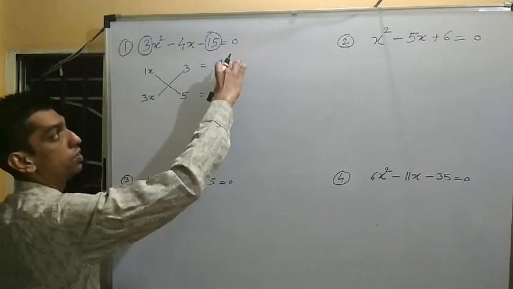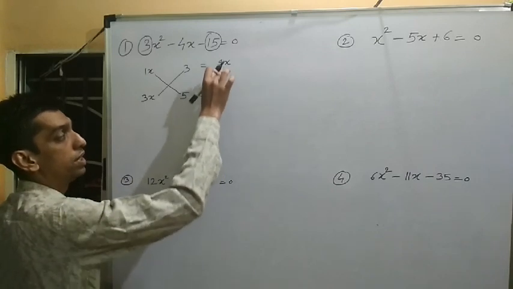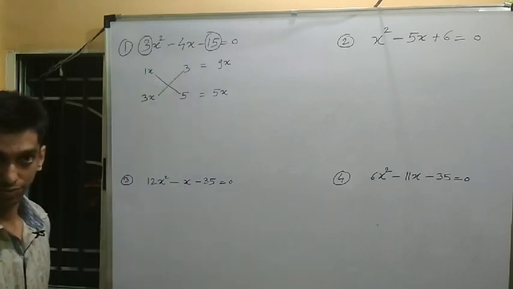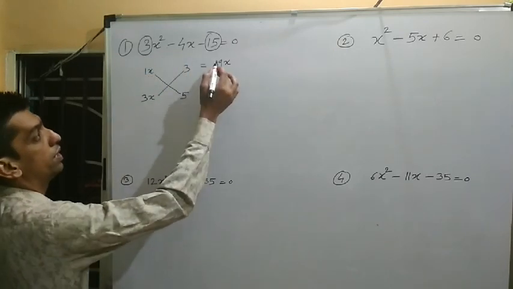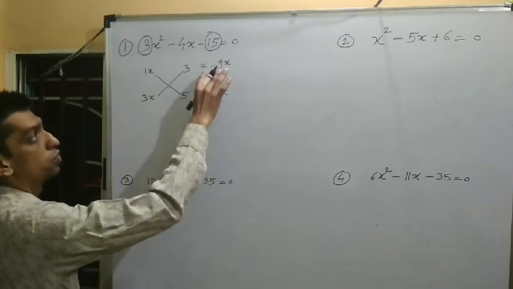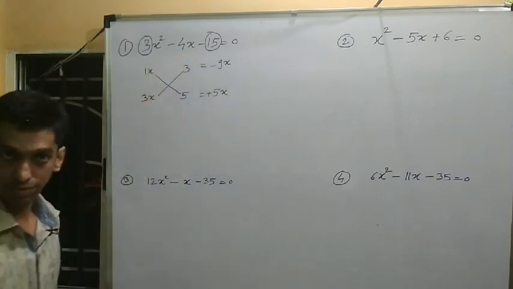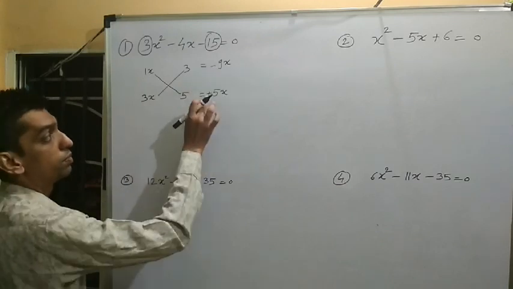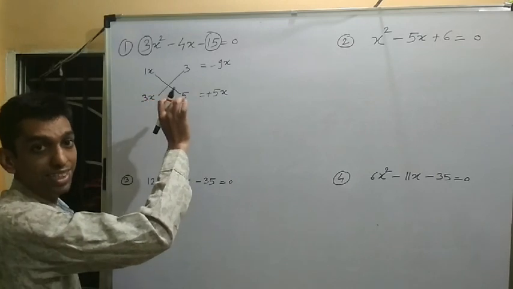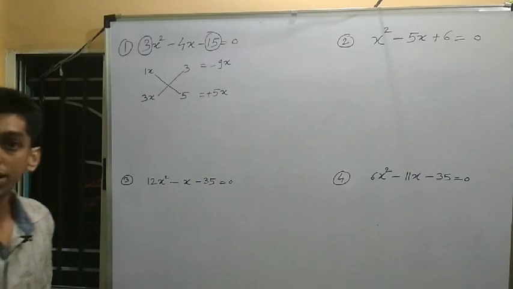Now we will see what combination we should apply to these two terms so that their addition or subtraction will become minus 4x. If I take a minus sign here and a plus sign here, then minus 9x plus 5x becomes minus 4x. So this is the combination of signs that we should apply. Minus 9x plus 5x will become minus 4x.